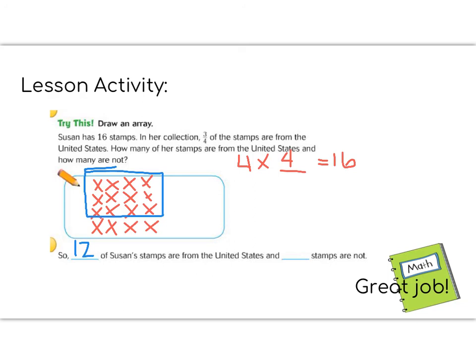I'll leave you to answer the second part of the question. How many of the stamps are not from the United States? Remember, we had 16 total, and we found out that 12 of them are from the United States, so we need to know what's left over.